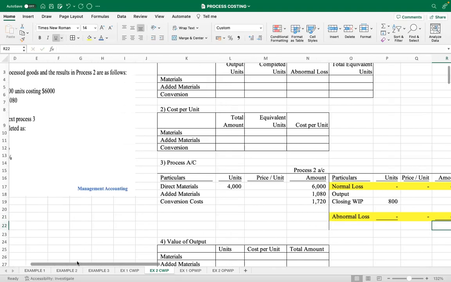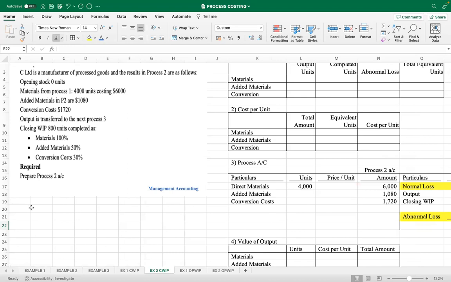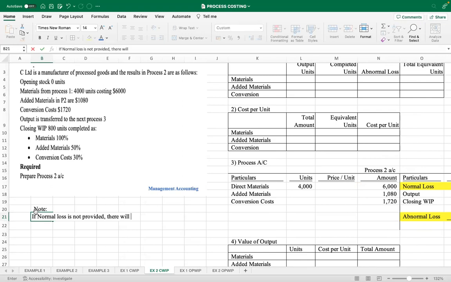If there is no normal loss, if normal loss is not provided, note, I'll put it as a note so that you remember. Note, if normal loss is not provided, there will be no abnormal loss or gain. I hope we will remember this.